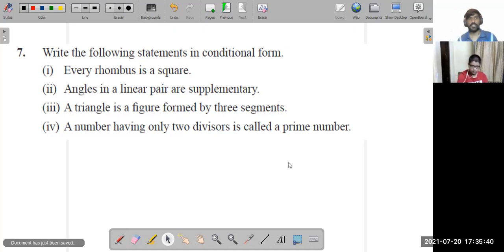Next. A triangle is a figure formed by 3 segments. If a figure is formed by 3 segments, then it is a triangle. You're making the converse. If a figure is a triangle, then it is formed by 3 segments.